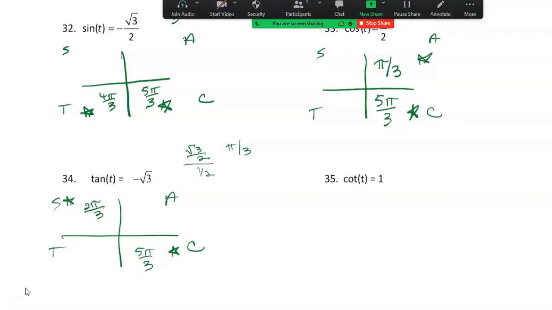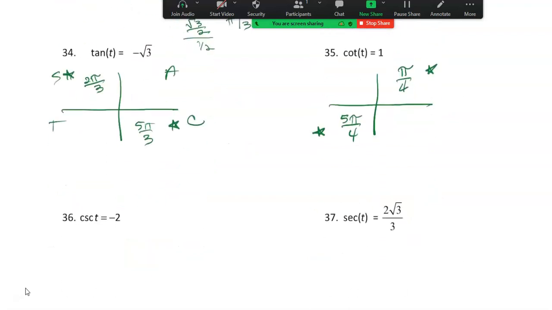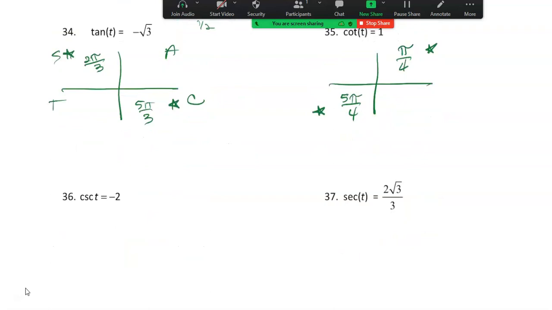Okay, 35, cotan is 1. That also means tan is 1. Where is tan +1? Here and here. My favorite angle, pi/4. And find the denominator of 4 over here. Okay, coming around to the finish here. Okay, if cosecant of t equals -2, then that means that sine of t equals -1/2.